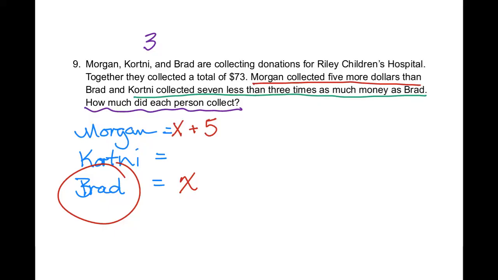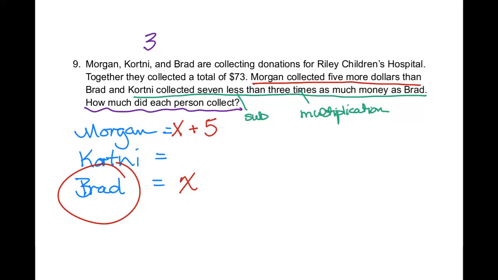Courtney collected 7 less than 3 times as much as Brad. What operations are going here according to the words that I have? 7 less. What operation would that imply? Subtraction. We got some subtraction, and it says she collected 7 less than 3 times. 3 times would imply an operation of multiplication, right?